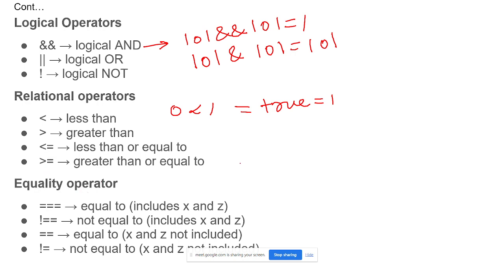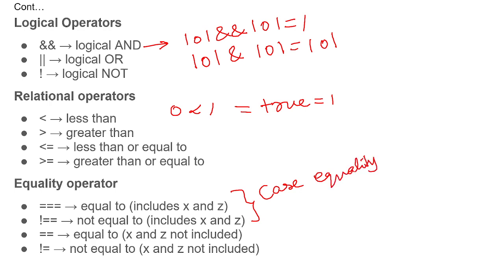Then we have equality operators. These two are for case equality, meaning this includes x and z values. Here the z indicates the high impedance state. Say I have a gate driving this circuit and I have left this wire open. This state is indicated by Z, the high impedance state, and this high impedance state and X are not included in the double equal to and not equal to.